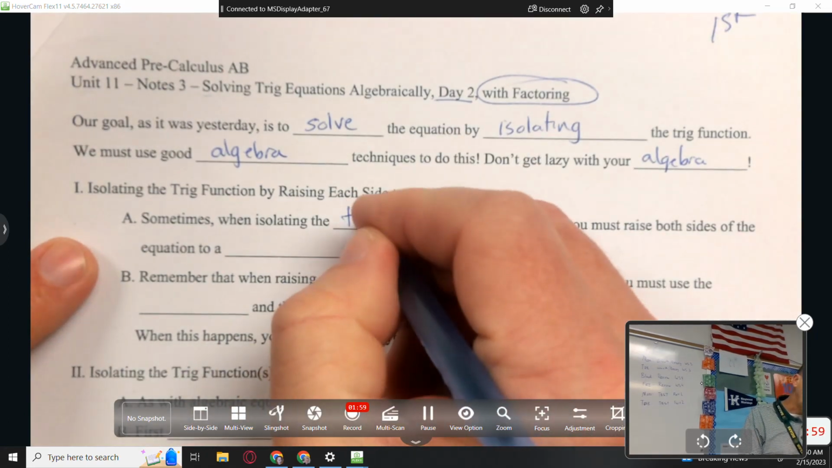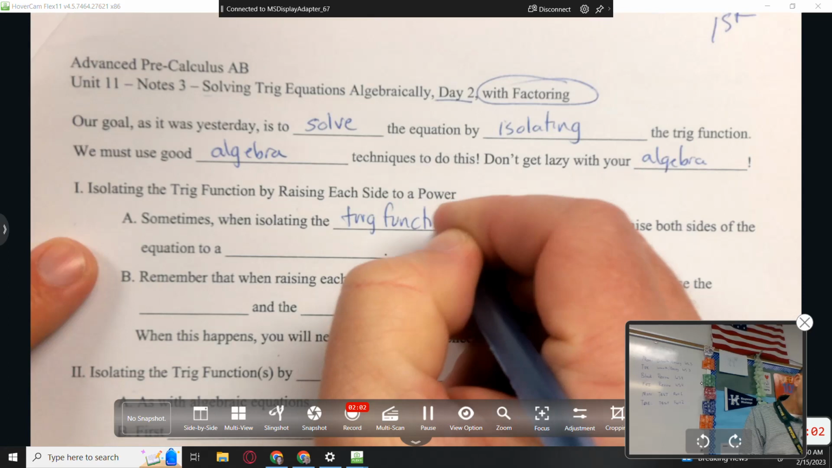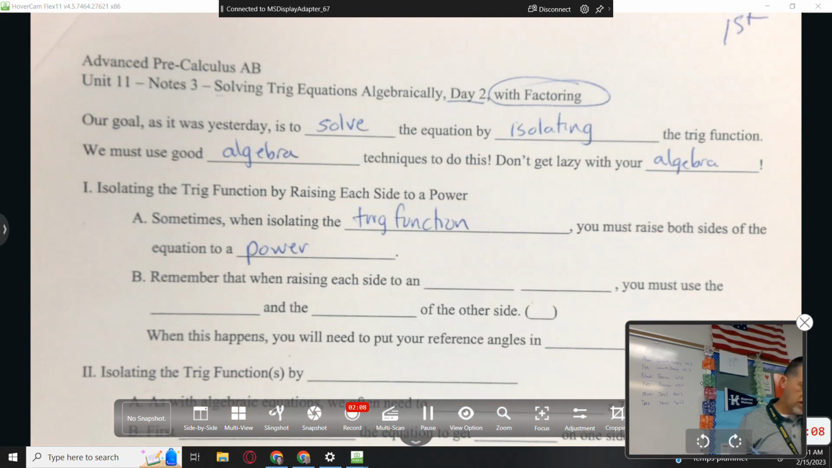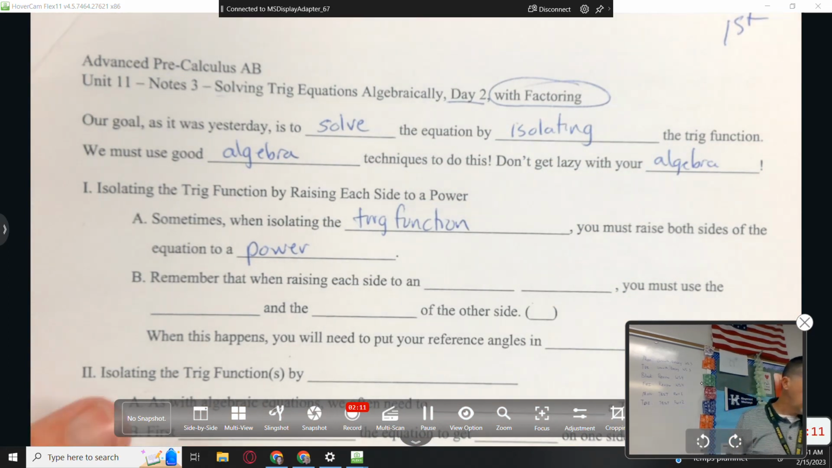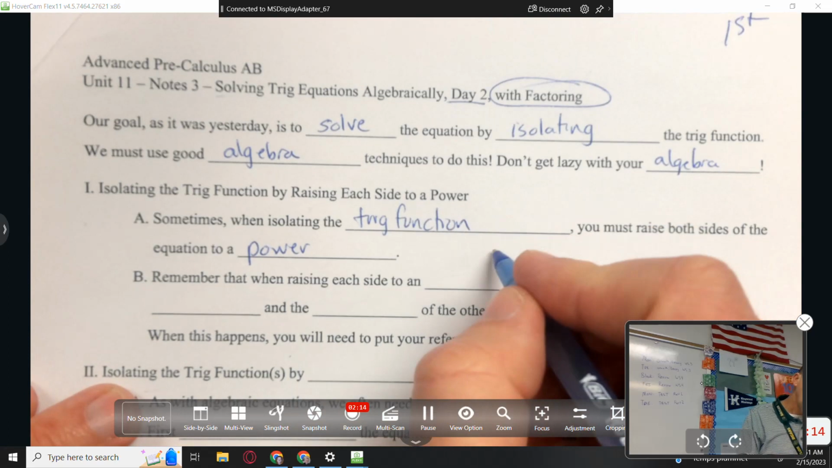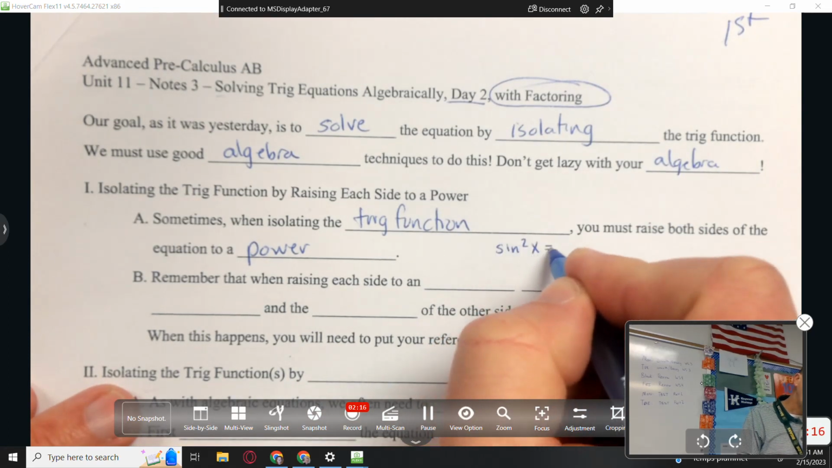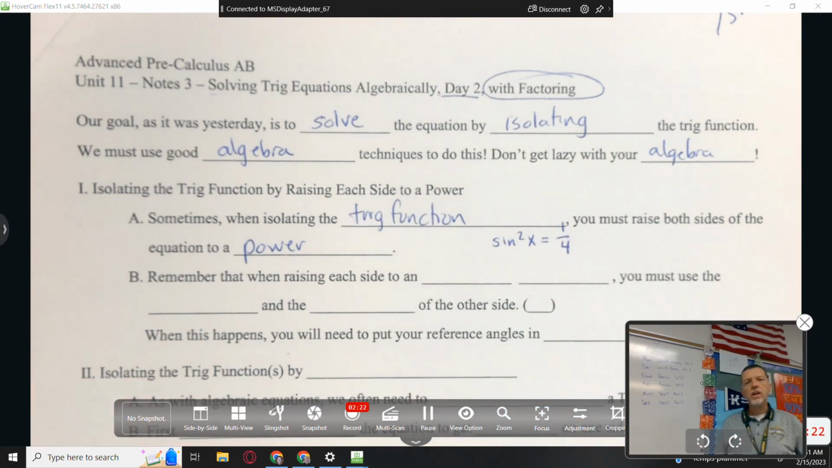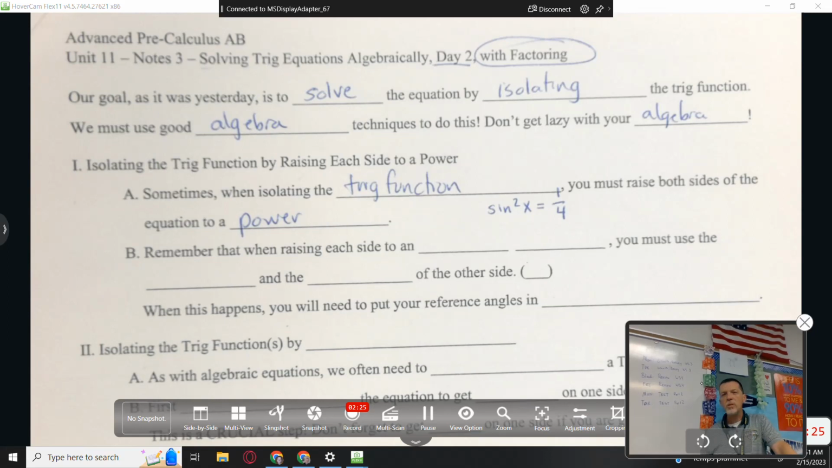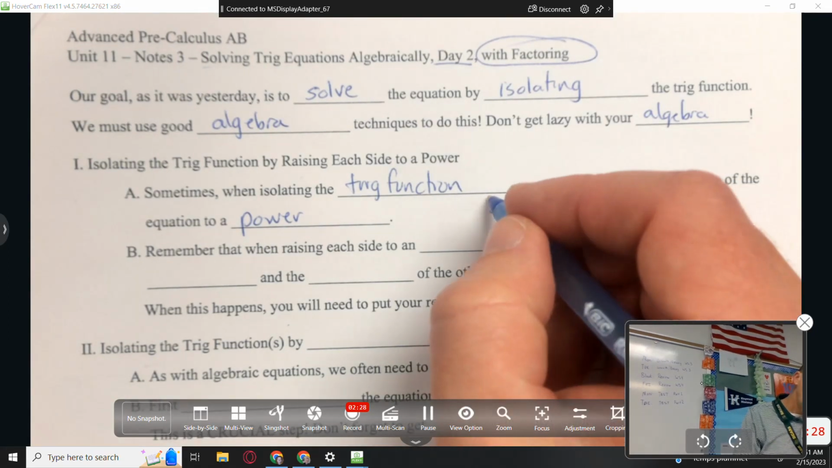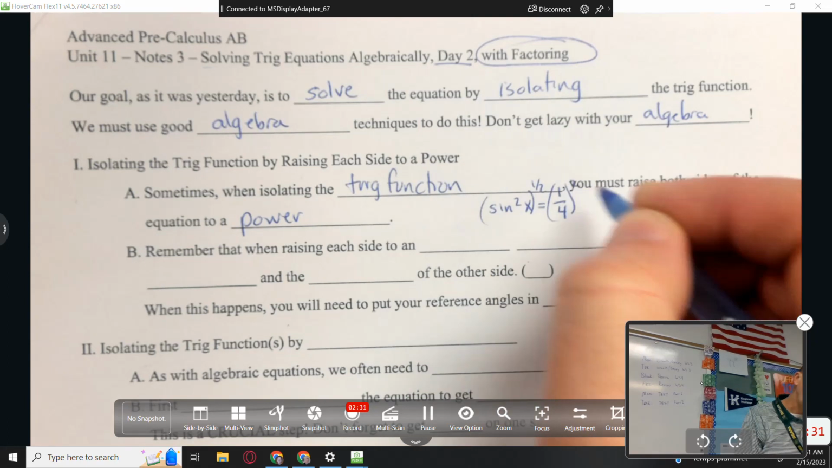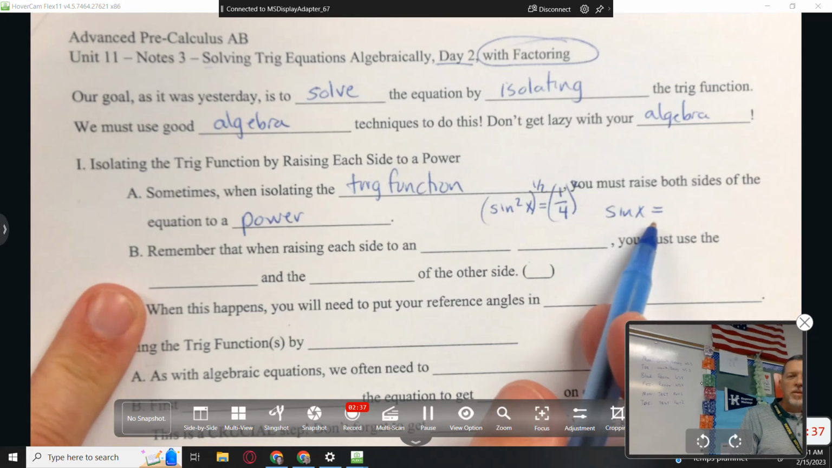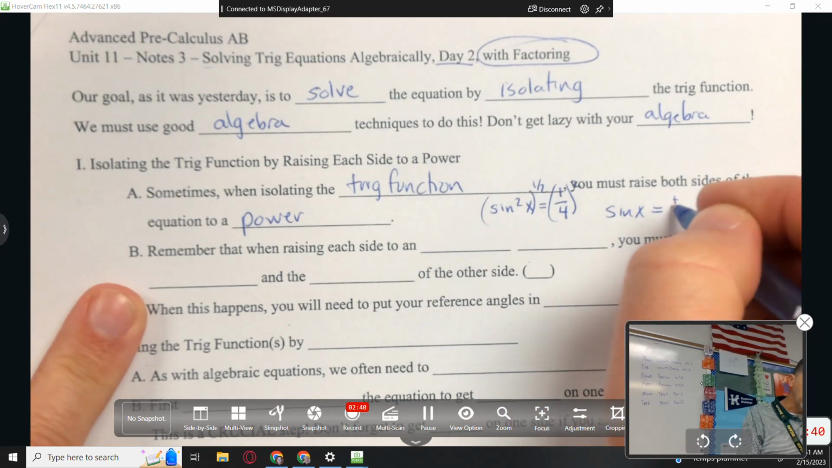Sometimes when isolating the trig function, you must raise both sides of the equation to a power. So like if you have sine squared of x equals 1/4, then you would need to square root both sides. Square root both sides, you'd have sine of x equals, when you square root both sides, you got to remember the plus or minus.